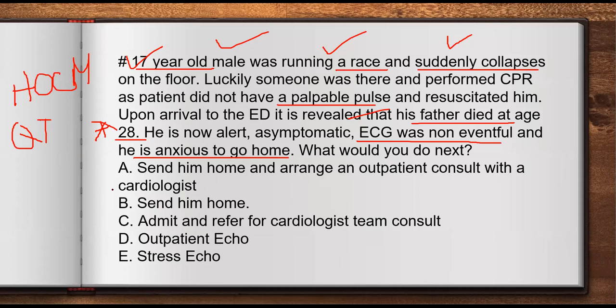Okay, now what do you want to do in this patient? Option A: send him home and arrange an outpatient consultation with a cardiologist. See that there is a clue here that he is anxious to go home. Anyone who is anxious like this, don't just send them home. That's not appropriate. The B option is also sending him home. No, obviously not. Then: admit and refer for cardiologist team consultation, outpatient echocardiogram, stress echocardiogram.